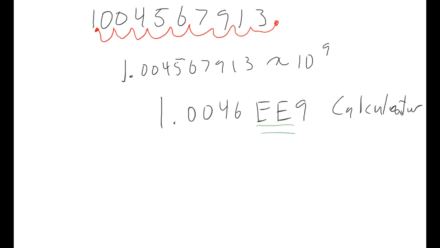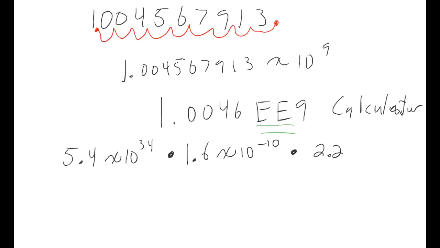But just to show how it relates to what we're learning here, if I went to solve a problem like this, 5.4 times 10 to the 34, times 1.6 times 10 to the negative 10, times 2.2 times 10 to the 16, right?